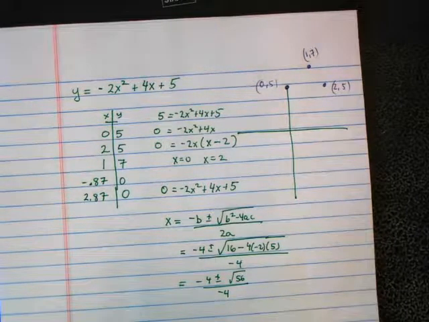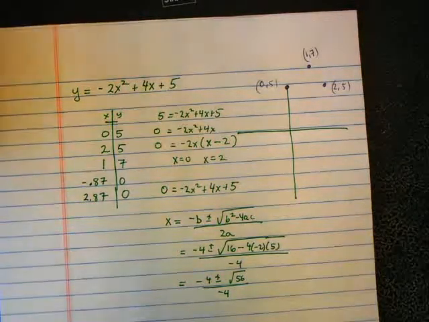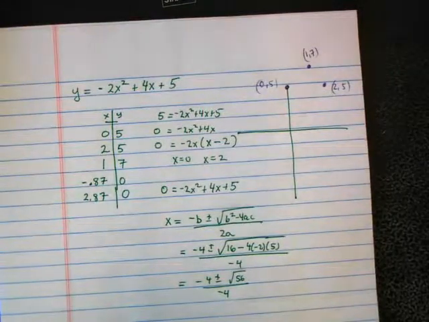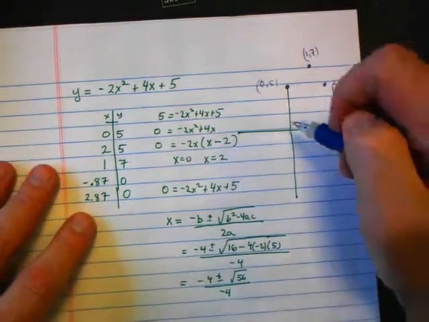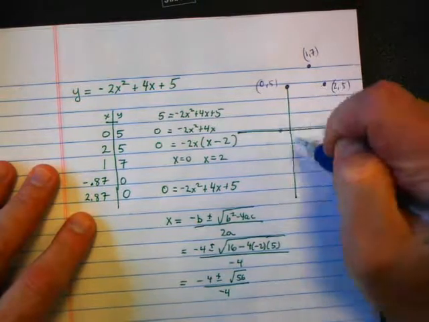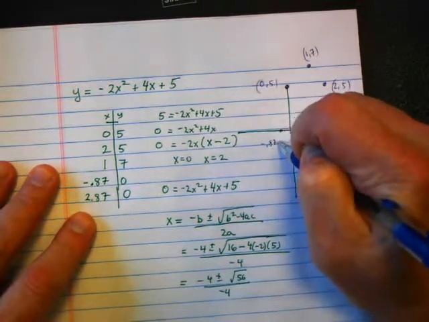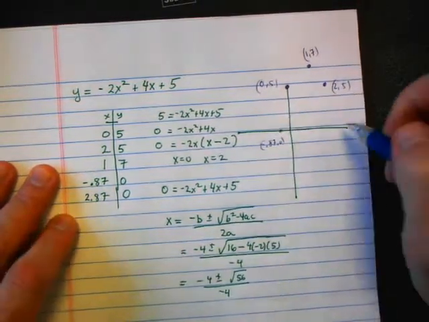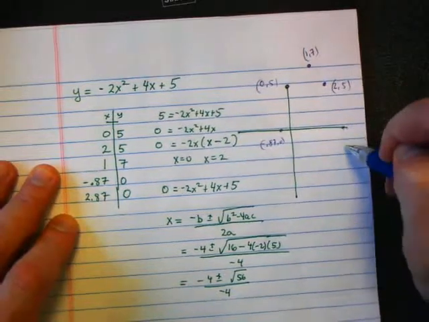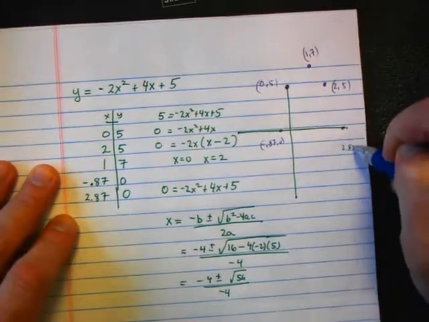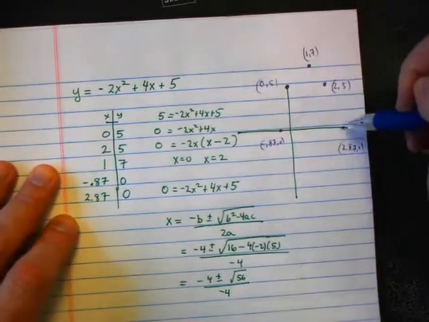And that's what you're going to have to do with those. You will generally not get nice, pretty answers for x-intercepts. You'll tend to get not so nice answers. All right, so I can mark those. -0.87 is right here, and then 2.87 is right about there. And draw my pencil.